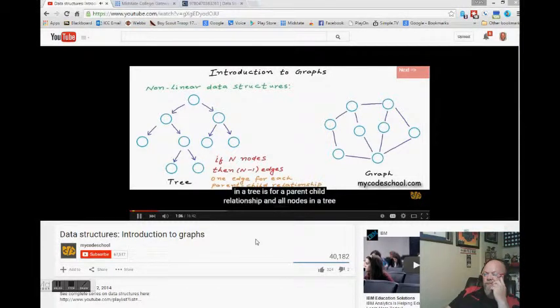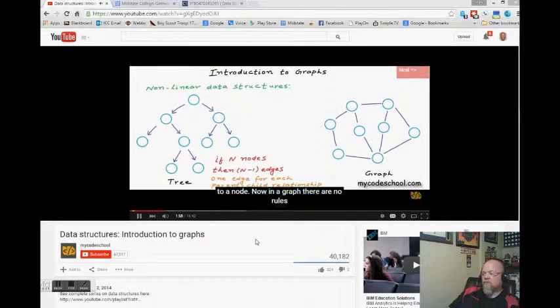As we know, an edge in a tree is for a parent-child relationship, and all nodes in a tree except the root would have exactly one parent, and that's why if there are n nodes, there must be exactly n minus 1 edges. In a tree, all nodes must be reachable from the root, and there must be exactly one possible path from root to a node.